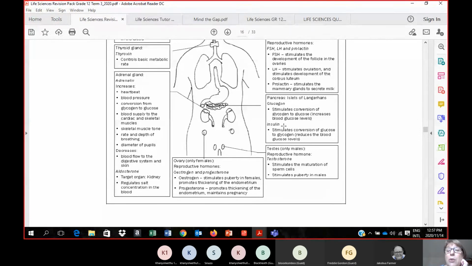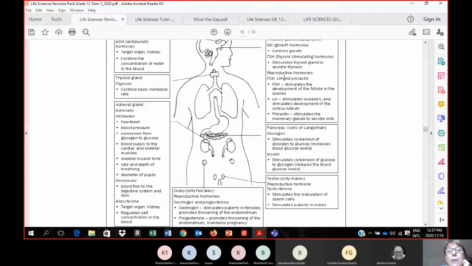So those hormones you've heard about. FSH and LH we've spoken about already. The only new one is prolactin, all right? And prolactin, the lactin and lactose which you find in milk, that should already help you. So it stimulates the mammary glands to secrete milk.